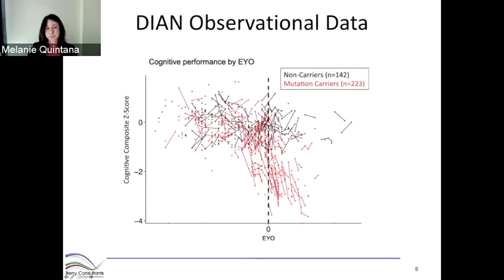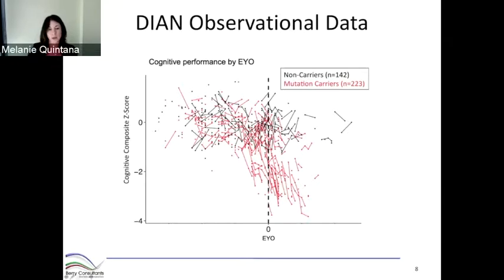standardized and then averaged. On the y-axis is what we call EYO. This is expected years to onset. And this is based on the participant's specific mutation type, as well as when their parent developed cognitive symptoms. The red dots here and the red lines are individuals who are mutation carriers. These are individuals who do have dominantly inherited Alzheimer's. The blacks are non-carriers, so individuals who do not have the mutation.